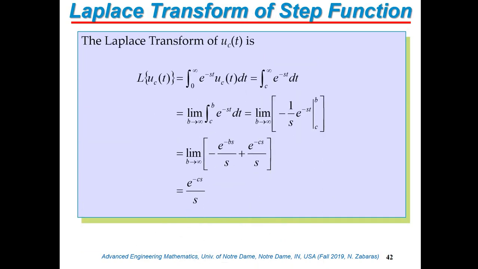So let me do the Laplace transform of the unit step function u_c of t. You remember this function is equal to 1 for t greater than c. So my integration will change to c to infinity, and the argument inside for u_c of t is going to be 1. So when you evaluate and take b going to infinity, you find that the Laplace transform of a step function is e to the minus cs divided by s.